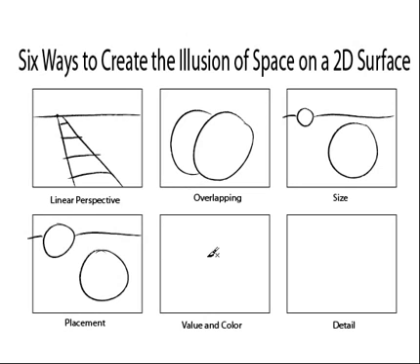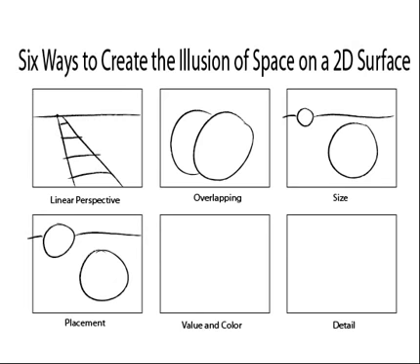Now value and color. Value and color are different things. Value is the darkness or lightness of a color, and color is reflected light. So they're clearly different, but value and color can affect the illusion of space as well. Objects that are closer generally appear darker in value and warmer in color, and objects that are further away generally appear lighter in value and cooler in color. And we're not going to work with color here, but I am going to work with value.